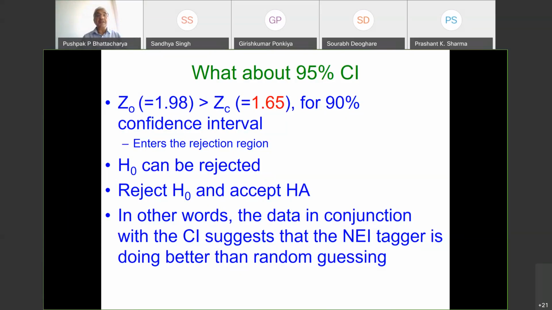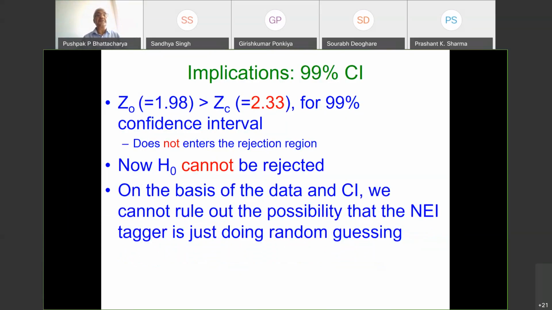Now we take the situation where we cannot reject the hypothesis. Now Z naught is 1.98. We have got this from the data. Critical Z for 99% confidence interval is 2.33. So here the rejection region is much smaller. The critical region is more towards infinity, so the value is higher. And we are prepared to tolerate much less error, only 1% error.